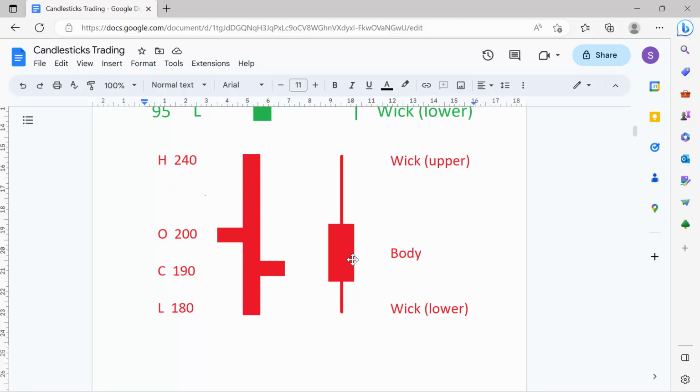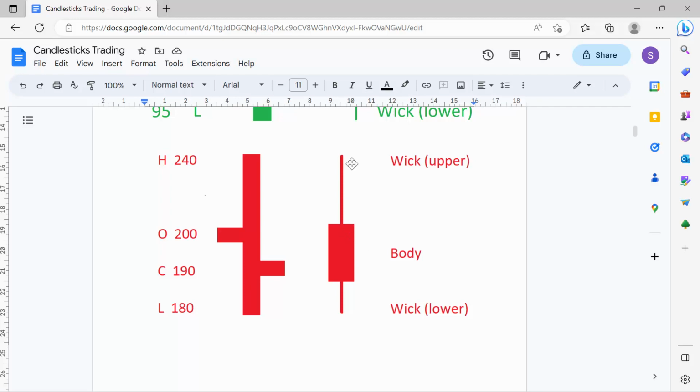Now let us draw the candle. Since the closing price is lower than the open price, sentiment is bearish, so the color of the candle will be red. And for a red candle, the top represents the open price and the bottom represents the closing price. Remember, for a green candle, the bottom represents open and the top represents close, but in a red candle it is just the opposite.